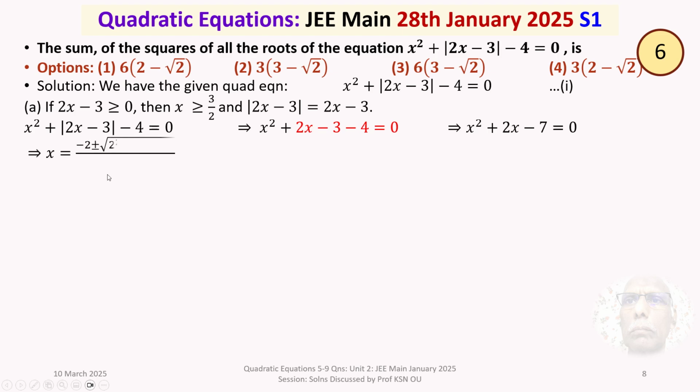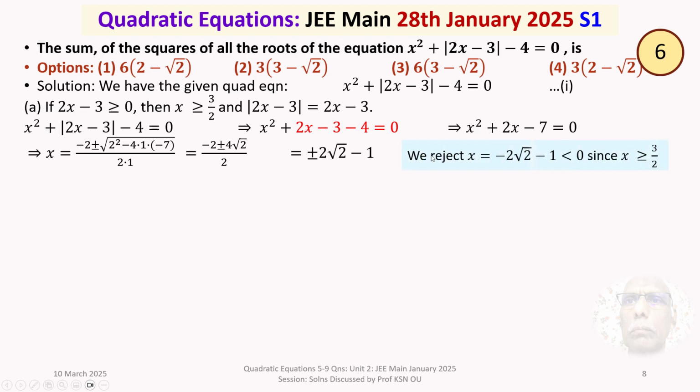Agreed? Now, this is a quadratic equation. Solve for x. X is equal to minus b plus or minus the square root of b square minus 4ac, by 2a. Substitute and simplify. You will get plus or minus 2 root 2 minus 1. Now, we reject x is equal to minus 2 root 2 minus 1. Why? It is negative. In the first case, x is greater than or equal to 3 by 2, so it can't be negative. Therefore, that one we have rejected. So, we will get x is equal to 2 root 2 minus 1. And 2 root 2 minus 1, 2 into root 2 is 2.82 minus 1, and this is approximately 1.82, which is bigger than 3 by 2. Therefore, this is a candidate for us.